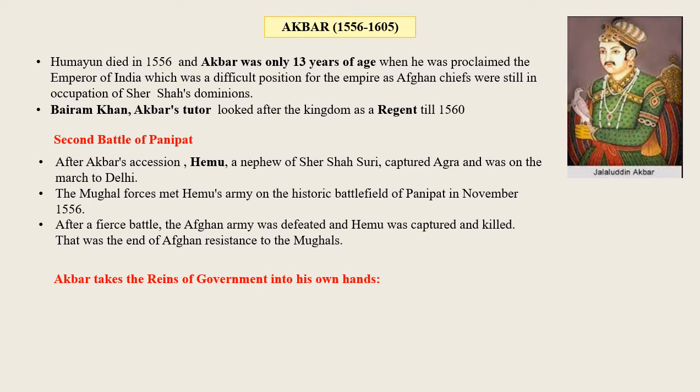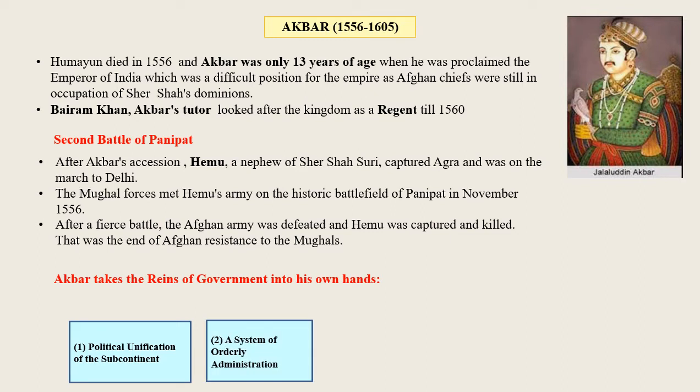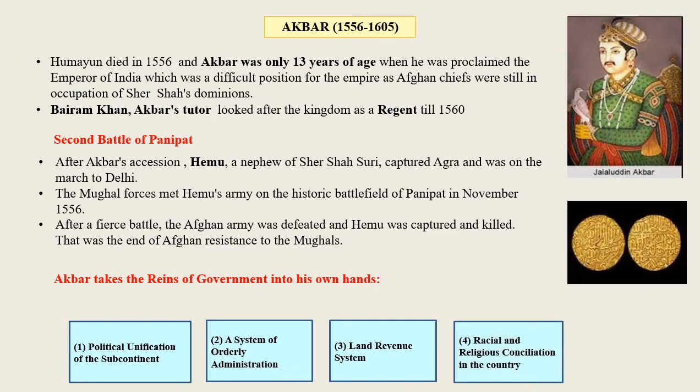Akbar takes the reins of government into his own hands. In 1560, Akbar finally took over the reins of administration in his own hands. Bairam Khan chose to go to Mecca. On his way to Mecca, he was slain by an Afghan in January 1561. Akbar's claim to greatness lies in four of his astonishing achievements: political unification of the subcontinent, a system of orderly administration, land revenue system, and racial and religious conciliation in the country.